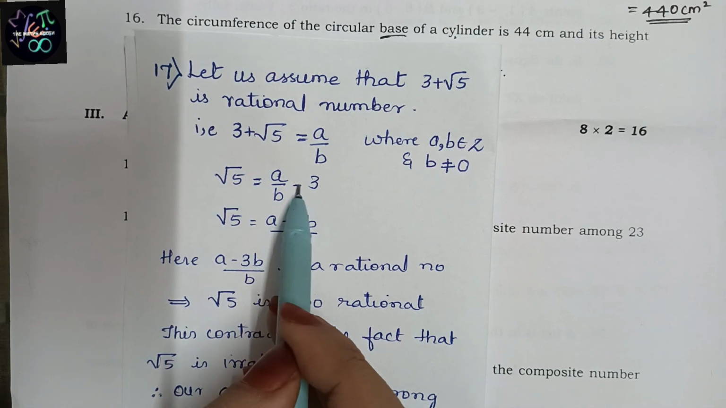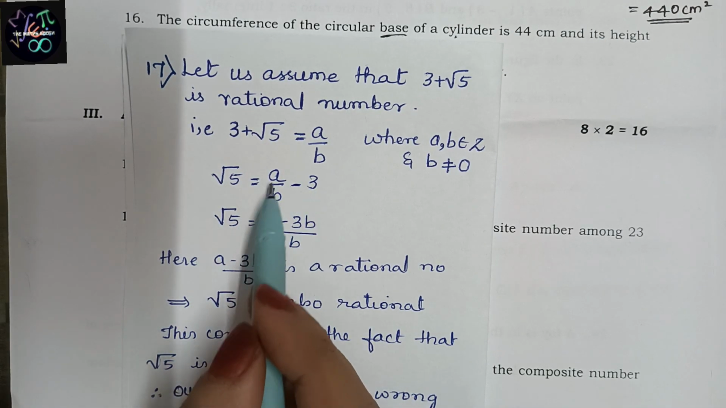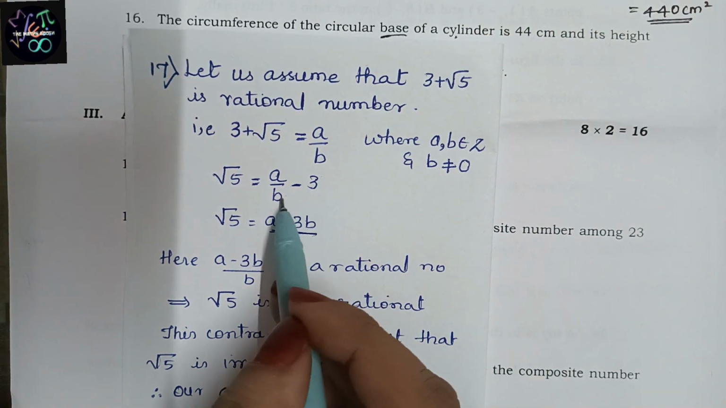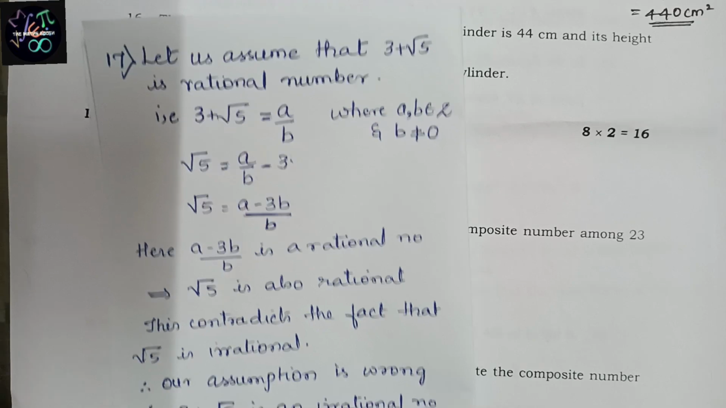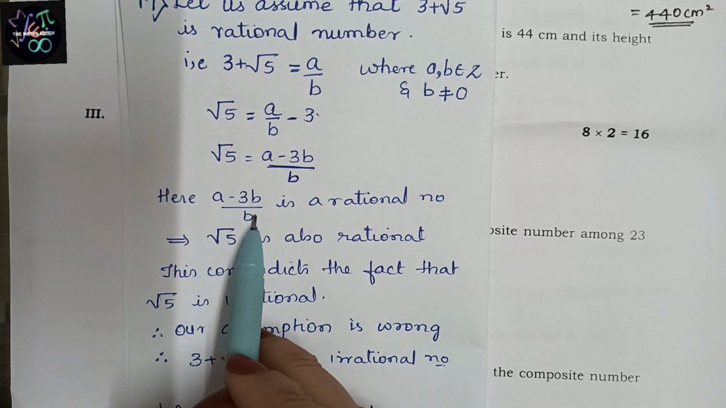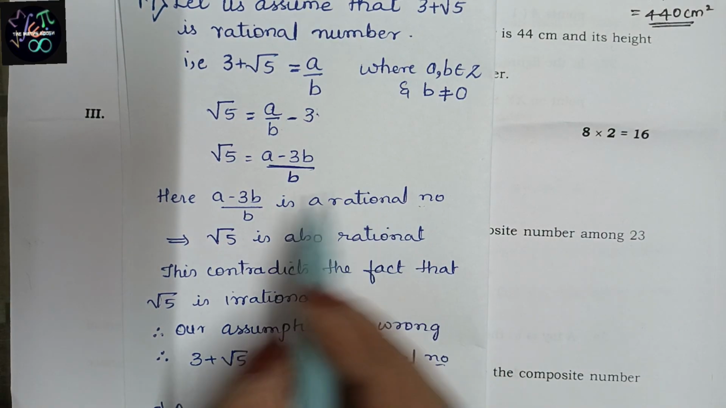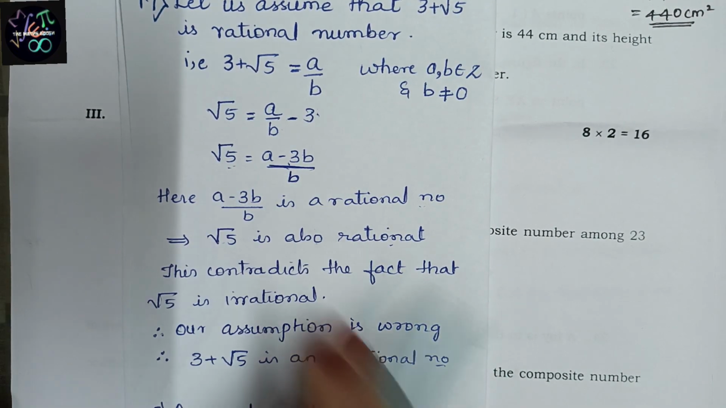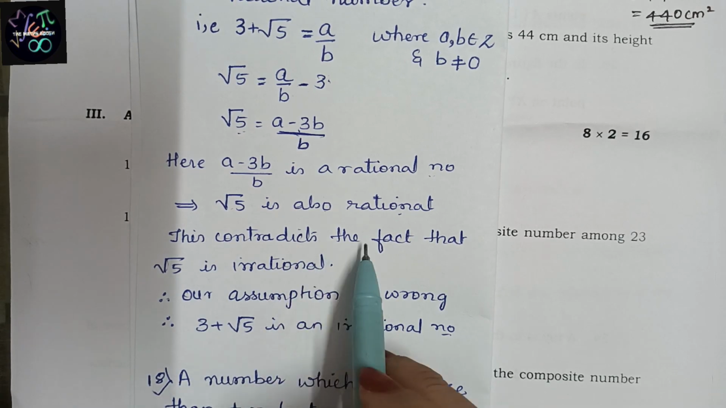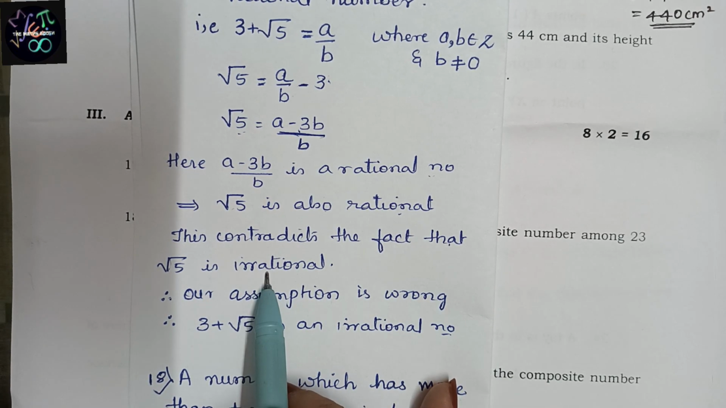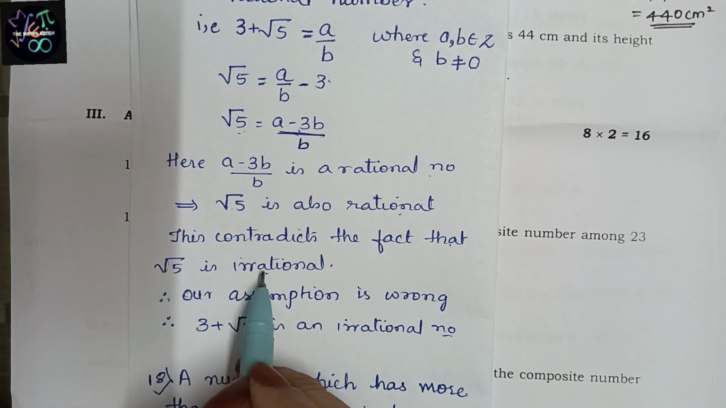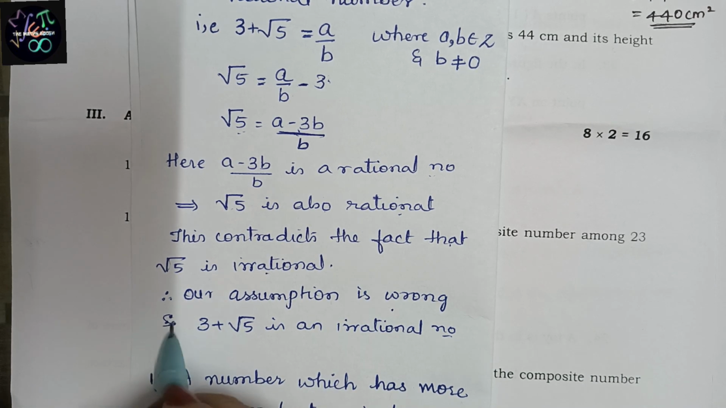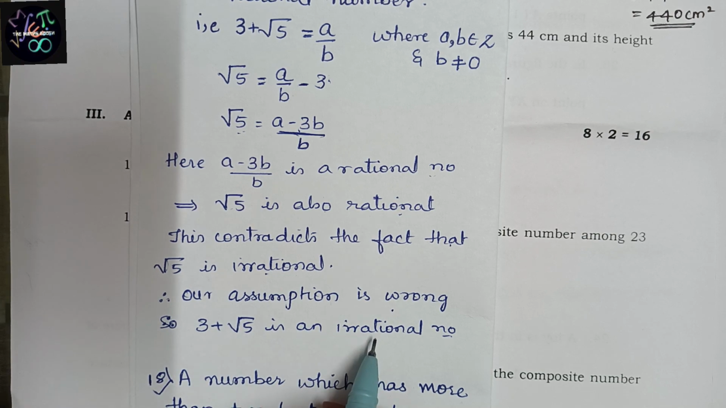Root 5 I keep as it is, a by b as it is. This 3, if we take this side, becomes minus 3. So root 5 is equal to a minus 3b by b. I have taken the LCM here, b into 3, 3b. Now we can see a minus 3b by b is a rational number. This implies root 5 is also rational because they are both equal. But this contradicts the fact that root 5 is irrational. Therefore, our assumption is wrong. So, 3 plus root 5 is an irrational number.